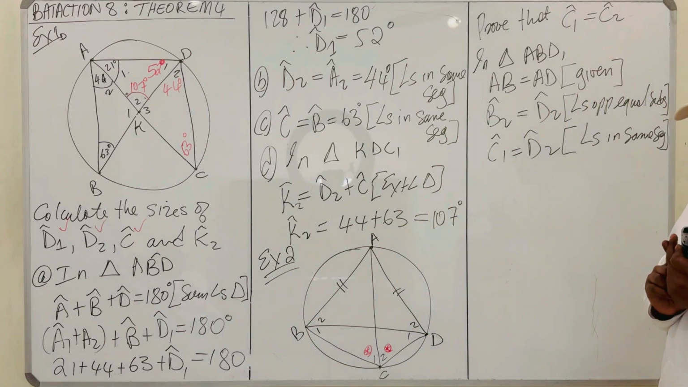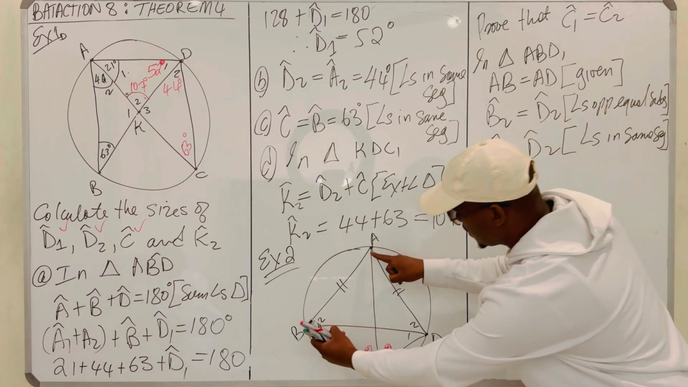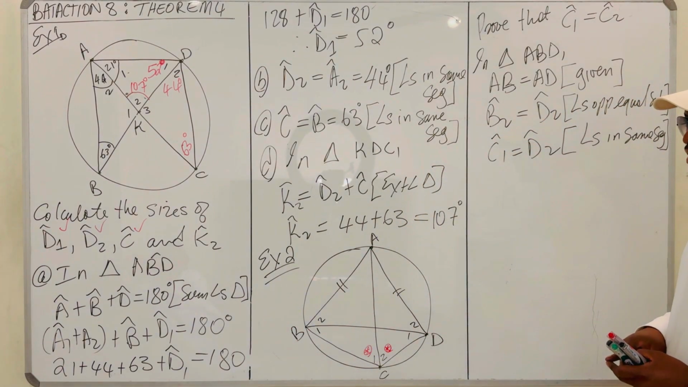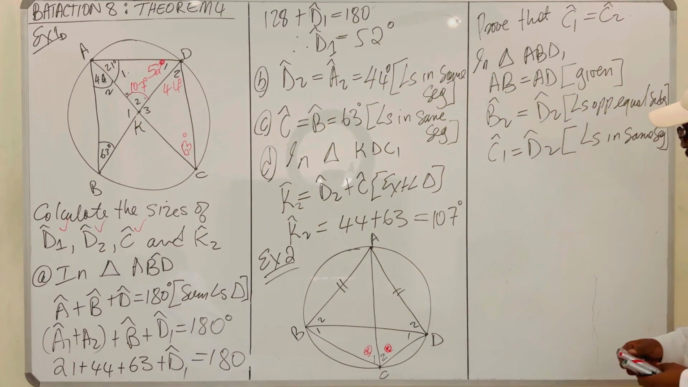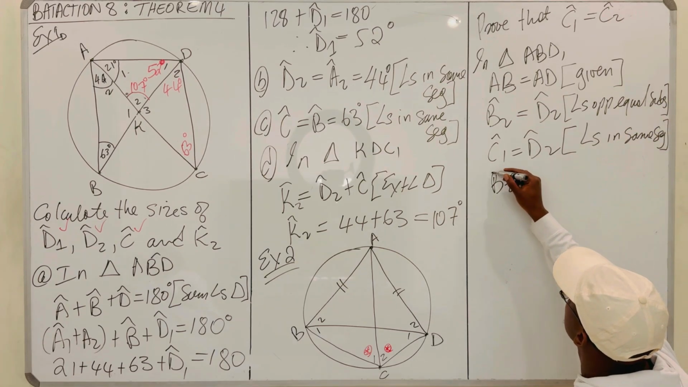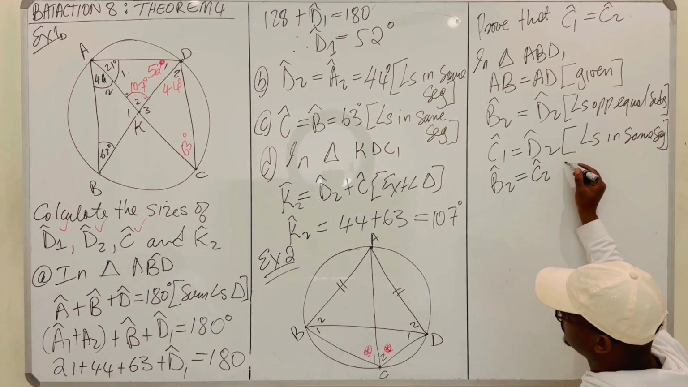C1 and D2 are equal because these are angles in the same segment. Same situation here. Okay, see what we say? Angle B2 is equal to angle C2. Angles in the same segment.